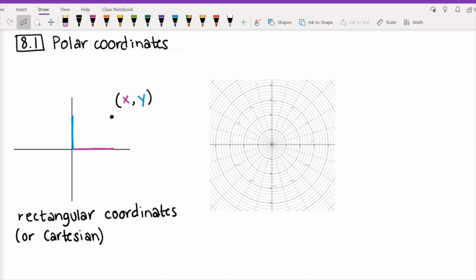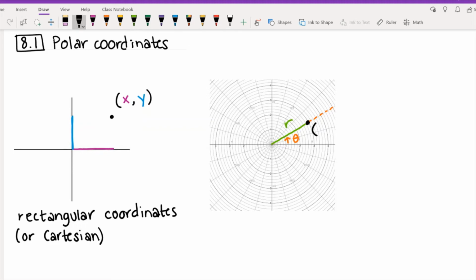Well, if you have a point somewhere, the way that you're going to describe that point is you're going to talk about the angle that it takes to get to that point. So if you look at what direction that point is traveling in, that angle would be theta. And then you also look at what is the distance from the origin to that point. And that would be the radius, or r.